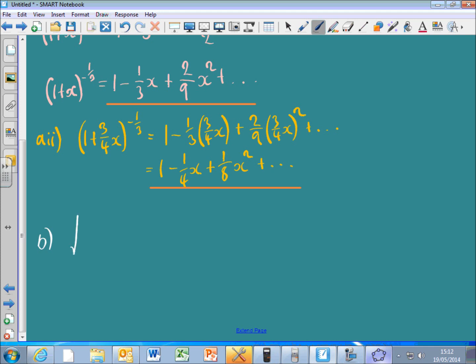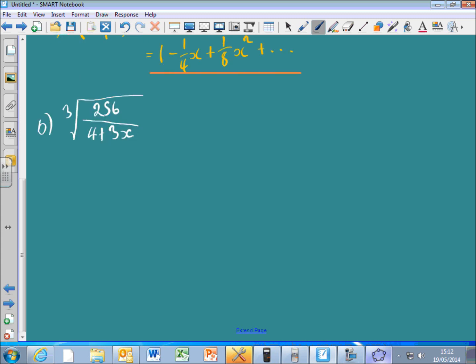Can you find me the expansion of this thing? And it's the cube root of 256 divided by 4 plus 3x. Okay, so it doesn't look very nice, and it says this is equivalent to some sort of expansion. So, where do I go with this?